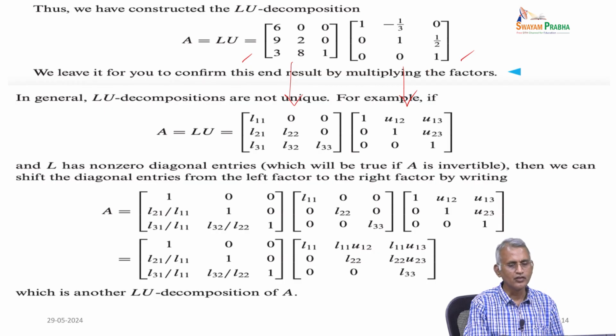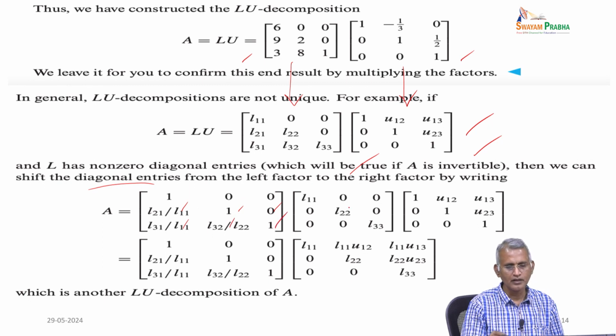So, LU decompositions are not unique. For example, if A equals LU, which is equal to L11 0 0, L21 L22 0, L31 L32 L33, and an upper triangular matrix. Now, L has non-zero diagonal entries, which will be true if A is invertible, and we shift the diagonal entries from the left factor to the right factor. So that 1 0 0, L21 by L11 1 0, and L31 by L11, L32 by L22 1.